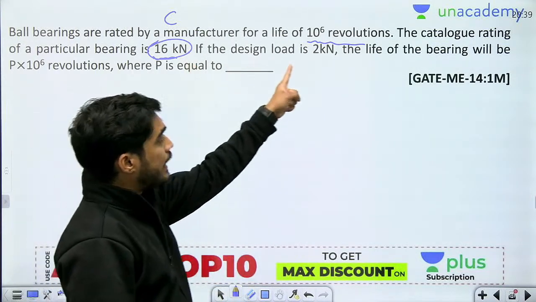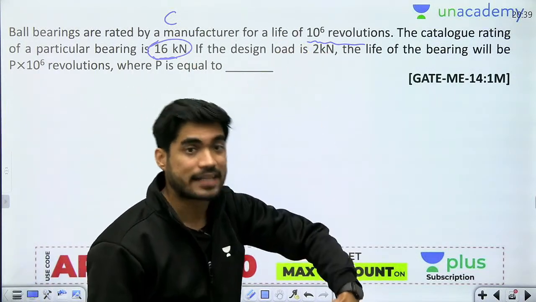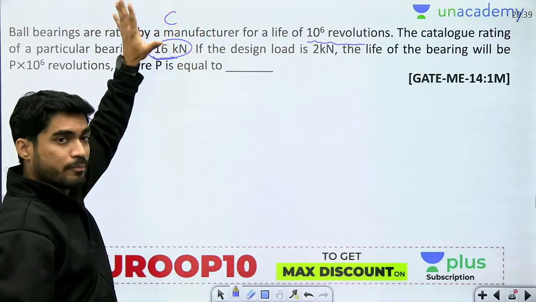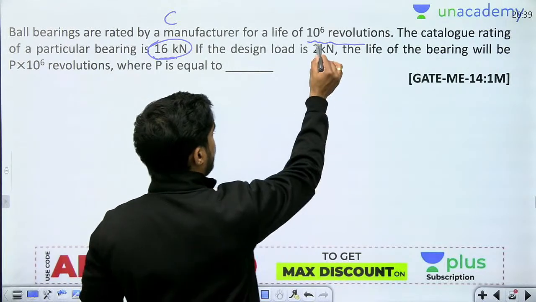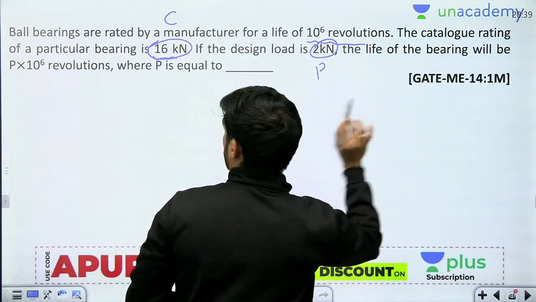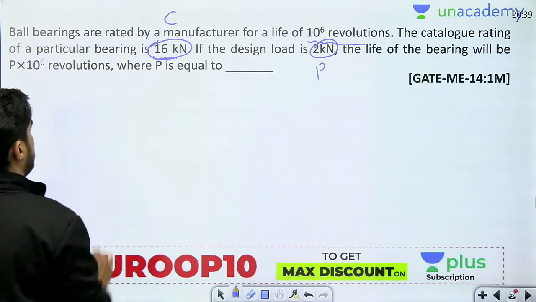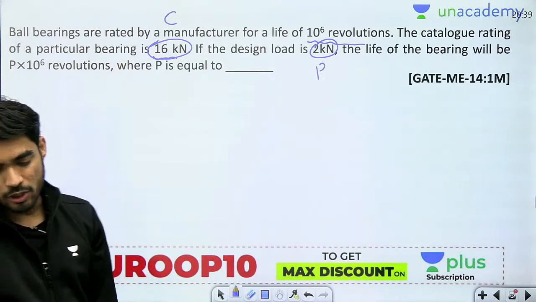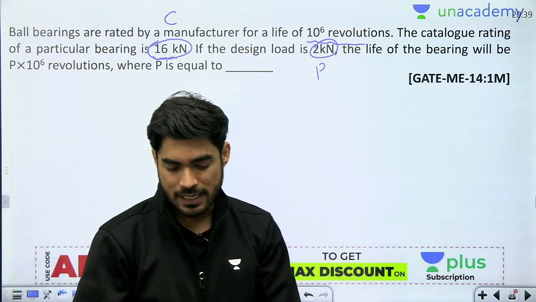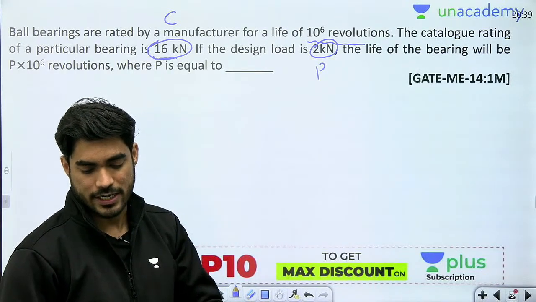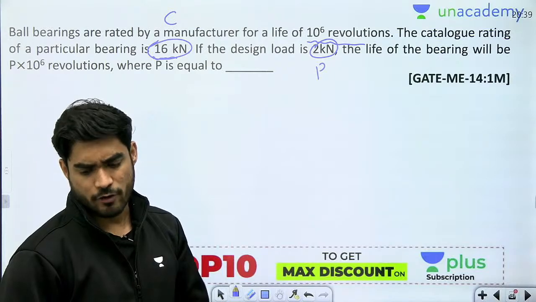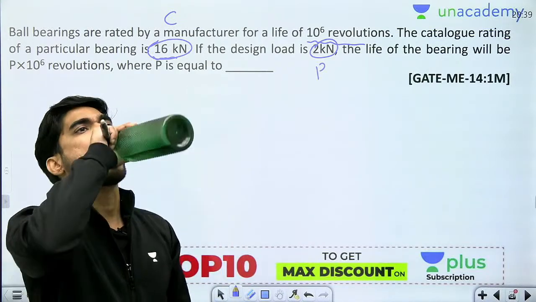Okay. If the design load, means this is the load actually acting on the bearing, the catalog load is C and this is the actual load P. The life of the bearing will be P into 10 to the power 6 revolution. How many million revolutions of life will come? Tell me, calculate. GATE 2014, only 1 mark question.